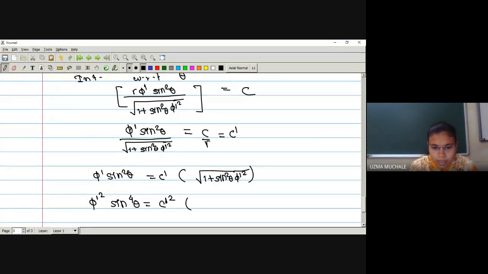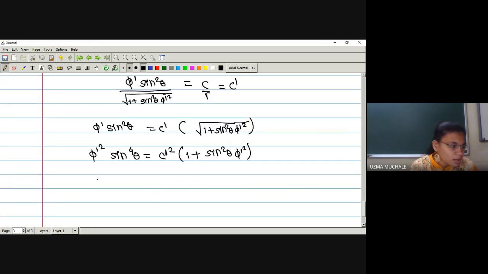So what I will get here is nothing but 1 plus sine square theta phi dash square. The square root gets cancelled as we are squaring both sides. Okay. Now I will write down the equation in terms of phi dash square. If I want to write the equation in terms of phi dash square, I have to take phi dash square common from both terms.